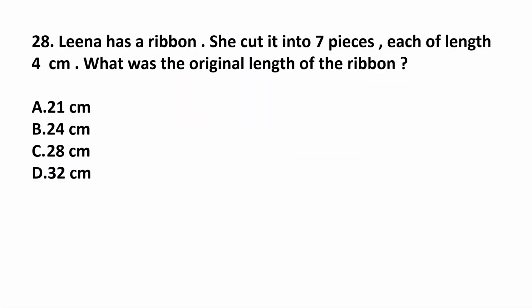Question number 28. Lena has a ribbon. She cut it into 7 pieces, each of length 4 cm. What was the original length of the ribbon? She cut 7 pieces. The length of each piece is 4 cm. So total length was 7 multiplied by 4, 7 4s are 28. Our answer is option C.